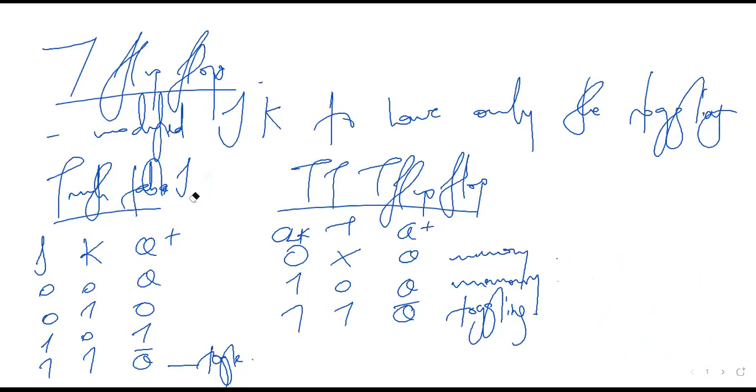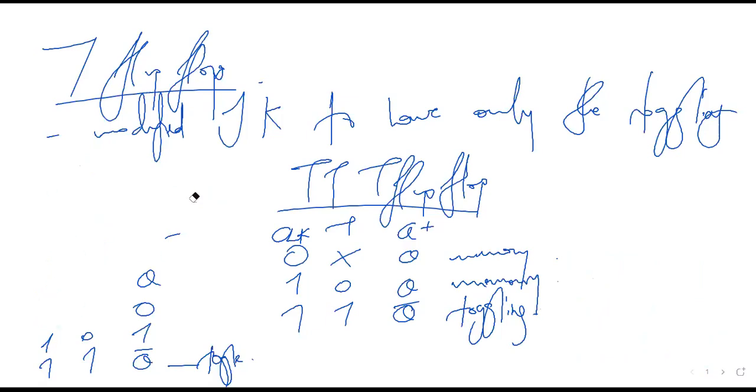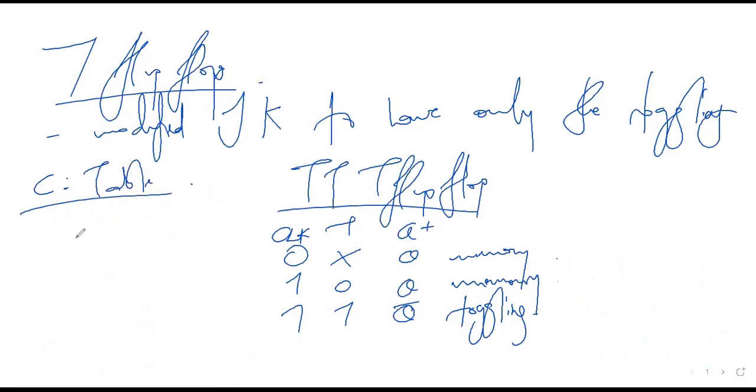We can have the characteristics table. I think by now this is simple stuff. Once you know how to come up with one of these, you are home and dry. The characteristics table helps us find what the next state will be. So for input T and Q, the present state, what would be the next state? 0, 1, 0, 1, 0, 0, 1, 1.